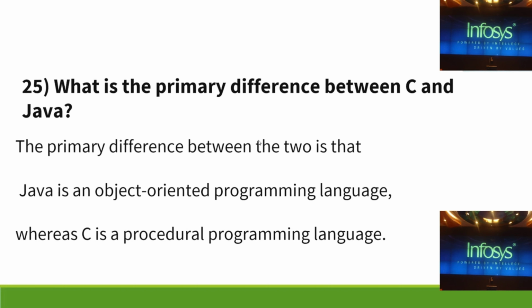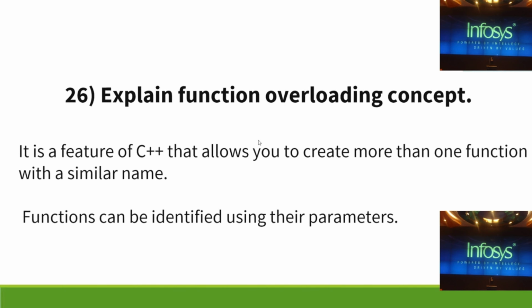What is the primary difference between C and Java? The primary difference is that Java is an object-oriented programming language and C is a procedural programming language. You can remember object-oriented programming and procedural programming language.